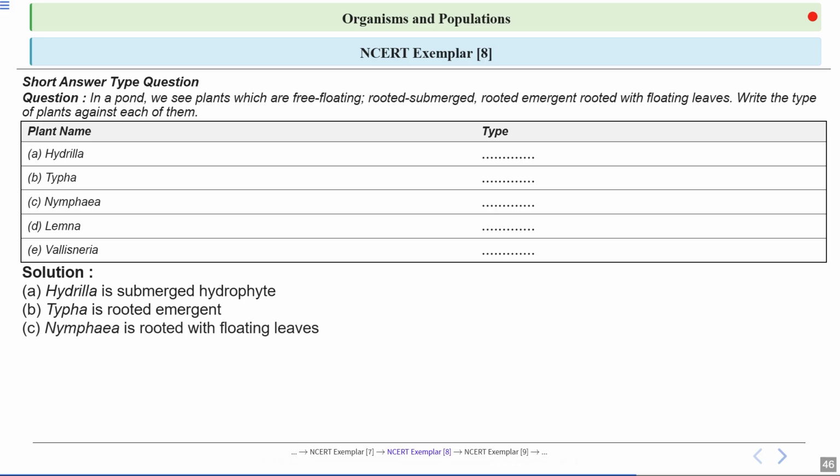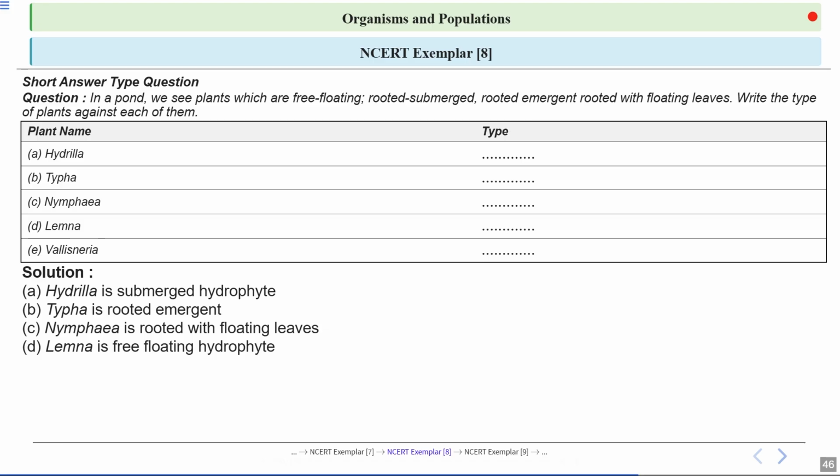Let's talk about Nymphaea. Nymphaea is rooted with floating leaves. Its roots are in the soil at the bottom, but its leaves float on the water surface. This adaptation lets the plant get sunlight while staying anchored.